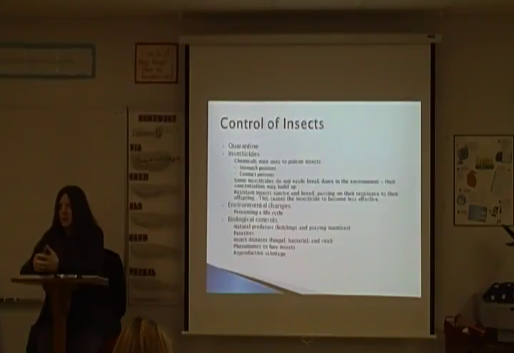That's called reproductive sabotage. They'll sterilize the males so that when the male insects mate with the females, they have unfertilized eggs. So even though they're laying eggs, they're not fertilized. And so that helps, because they do lay a lot of eggs. So those are just some different ways that they can do it in a biological control sense.